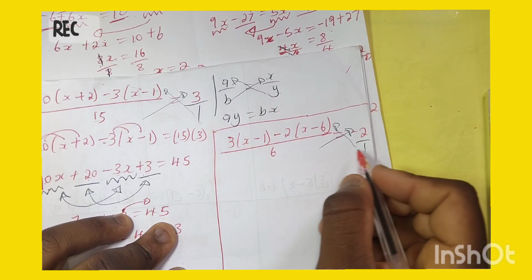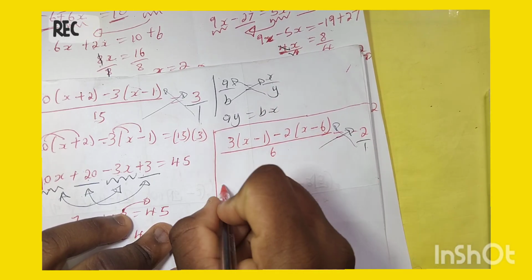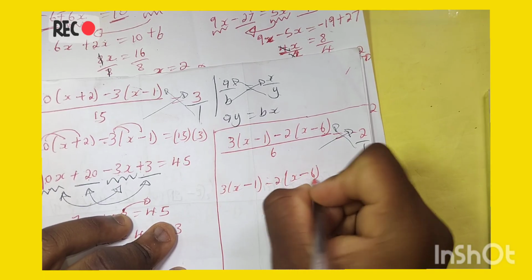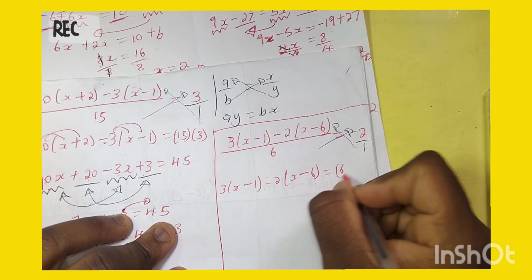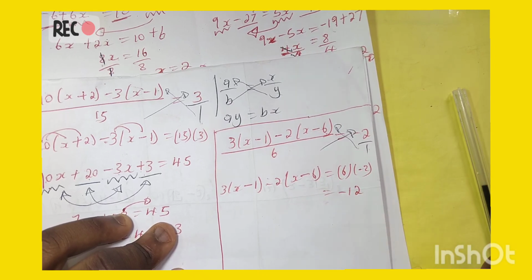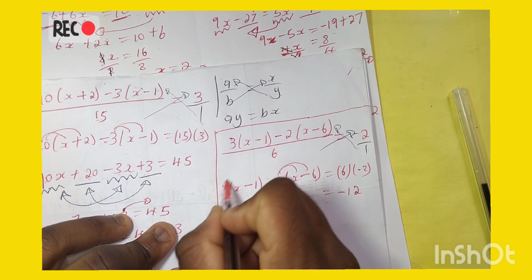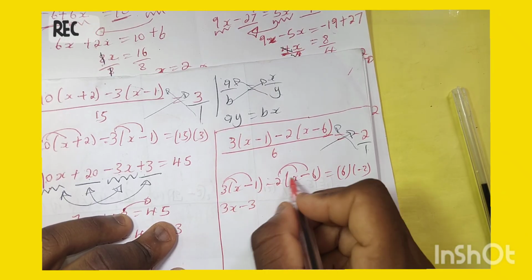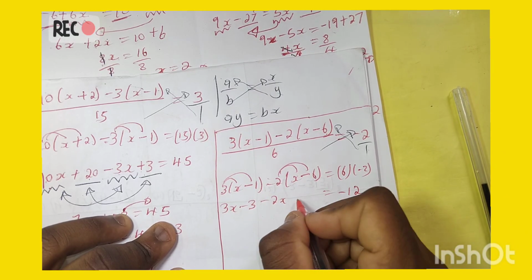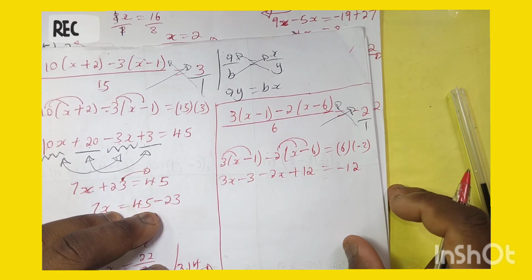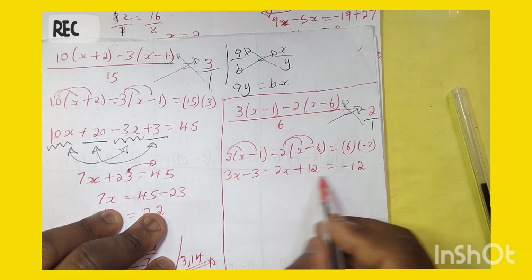Do you see? Meaning anything you multiply by a fraction will get the same thing, which is what you should get there. Then 6 multiplied by this gives you -12 when you press your calculator. This will multiply inside here. This multiplied by that, it's 3x minus this. This multiplied by that, it's positive 12. Do you see?